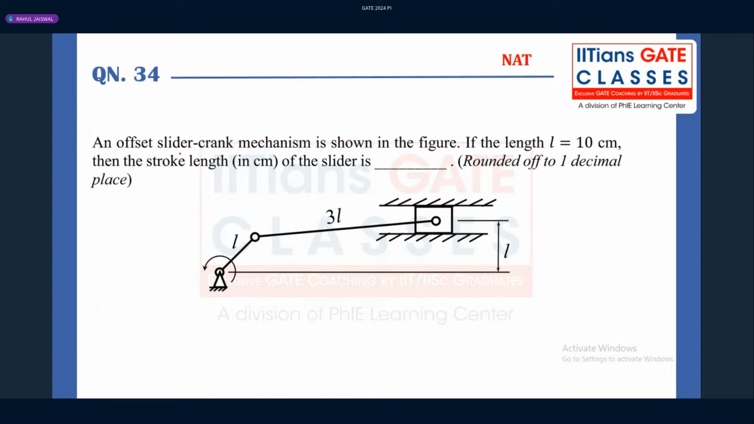Now try to understand. So what is the first thing? This is the offset slider crank mechanism. In this offset slider crank mechanism, guys, we have the length L, which is equal to 10 centimeter. What is the stroke length? The distance between the maximum outward stroke and the maximum inward stroke, or top dead center to bottom dead center. If we see the extreme position and the lowest position, the difference is the stroke length. Now, how to find this maximum displacement and minimum displacement, guys?